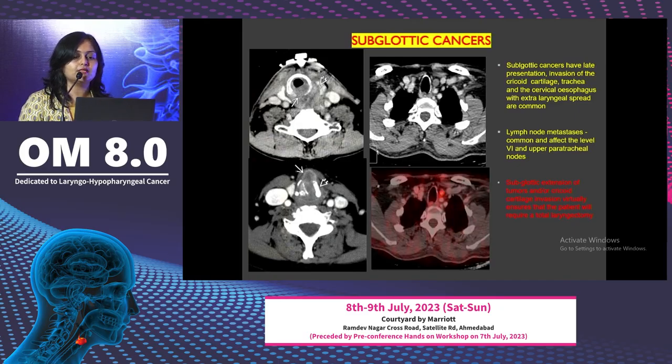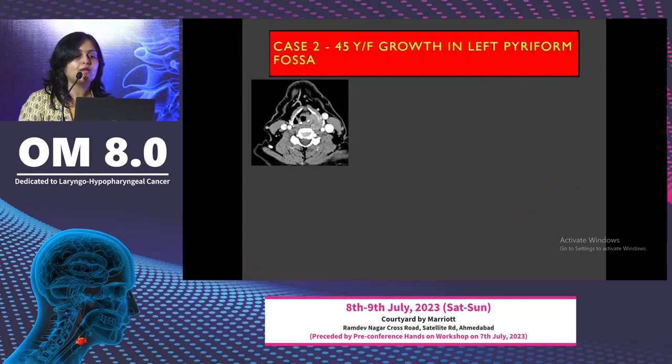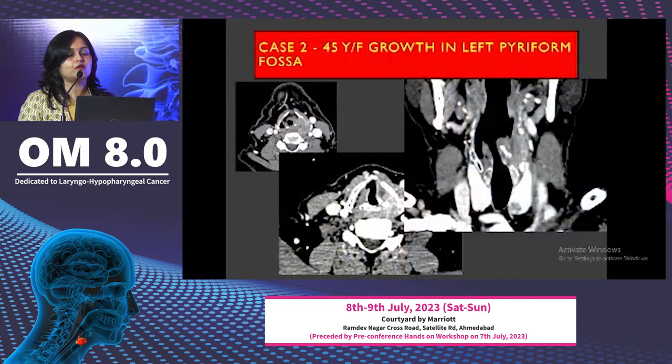The nodal spread is common in case of subglottic cancers, and so level 6 nodes and the prevascular group of nodes should be looked at very carefully. This was a 45-year female with a growth in the left piriform fossa. Now the common question which we encounter as a radiologist is whether the disease is primarily a hypopharyngeal malignancy or a laryngeal malignancy. So here, as a radiologist, we see the bulk of the disease along with the endoscopic and clinical finding.